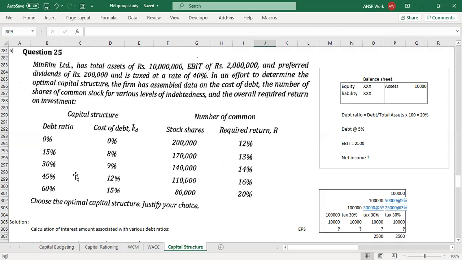Stock shares, what is this? Equity shares, total number of equity shares. The last one is required rate of return R. Can somebody tell what is 12%, 13%, 14%? We already know what it is. This is for shares. This is not preference shares. You see that, right? Common shares, not preference. Is it percent of equity? Cost of equity. Yes, cost of equity is the correct answer. This is cost of equity, 12%, 13%, 14%.